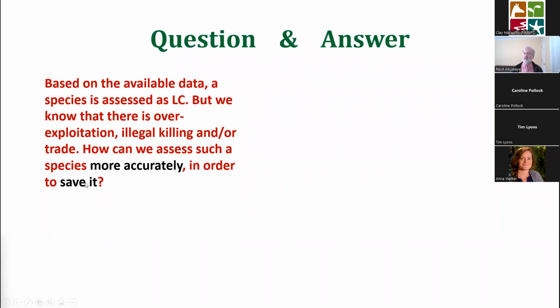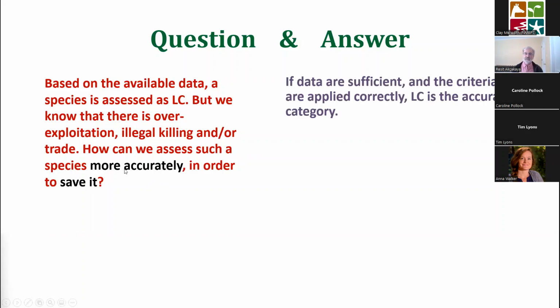So first, focus on the more accurately part. Now, if the data are sufficient and the criteria are applied correctly, and the result is least concern, then least concern is the accurate category. There is no way to make it more accurate. Of course, this is easier said than done, and there are many cases where we know there is overexploitation. There is some fragmentary data. We don't actually know exactly how to use it. And I'll come to that in the section in which I talk about reductions and declines.